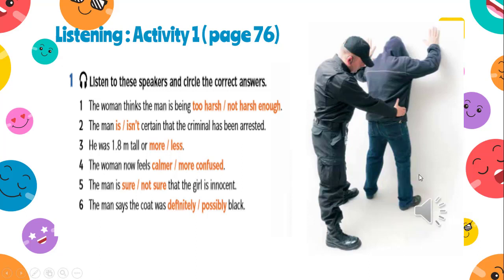Here is the recording. Unit 6, Listening. Exercise 1. 1, He deserves the death penalty. That's a bit harsh, isn't it? 2, I'm sure he's been arrested. 3, He must have been at least 1.8 meters tall. 4, Thanks for reassuring me. 5, I have my doubts about her innocence. 6, I think his coat was black, but I couldn't swear to it.